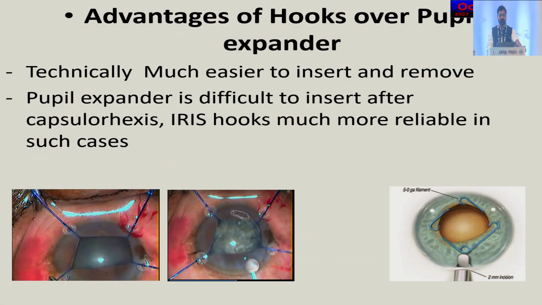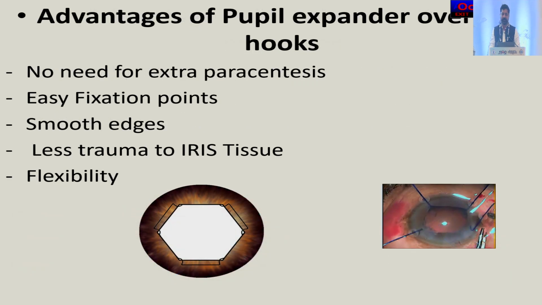Advantages of hooks over the pupil expander: technically much easier to insert and remove. The pupil expander is difficult to insert after capsulorhexis. The iris hooks are much more reliable in such cases. Advantages of the pupil expander over iris hooks: no need for extra paracentesis, easy fixation points, smooth edges, less trauma to iris tissue, and flexibility.